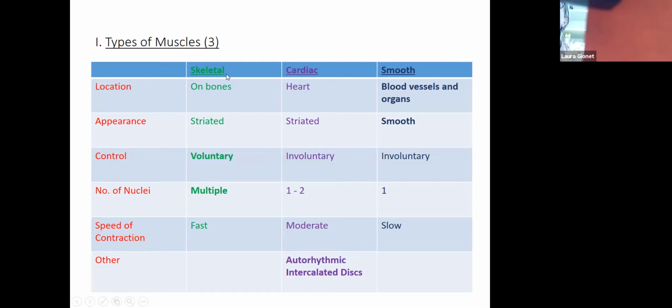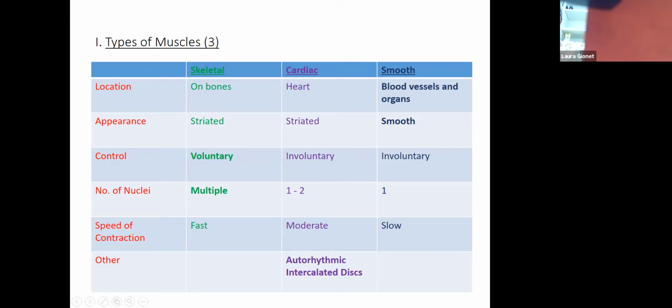All right, so look, skeletal muscle is the only one that is under voluntary control, right? The other two are involuntary. Skeletal muscle are the longest fibers, longest muscle cells, and so therefore they're going to have multiple nuclei. Cardiac muscle generally has two, maybe just one, and smooth muscle one for sure. And skeletal muscle contracts the fastest, then cardiac muscle, and then smooth muscle.